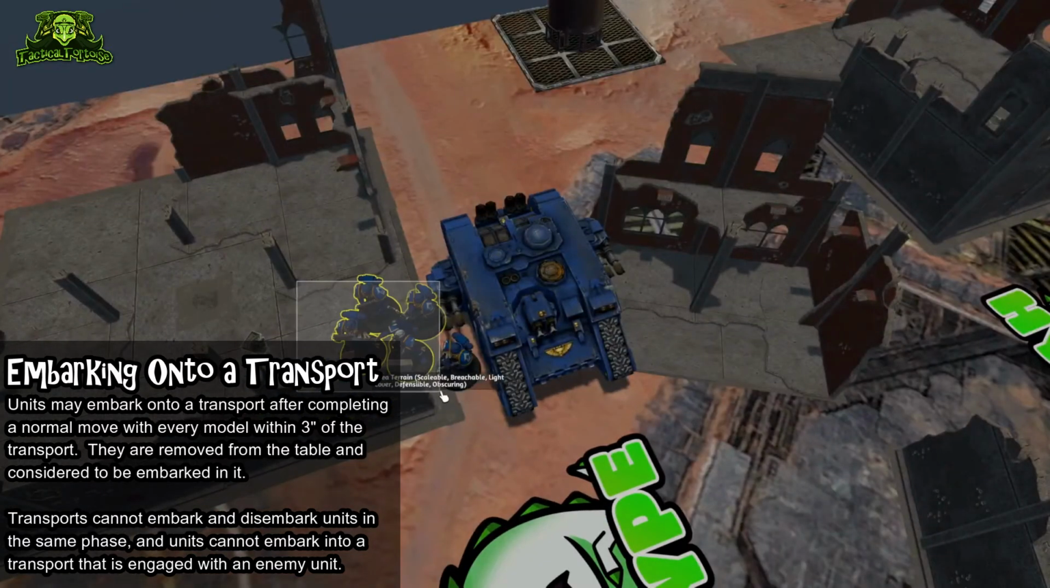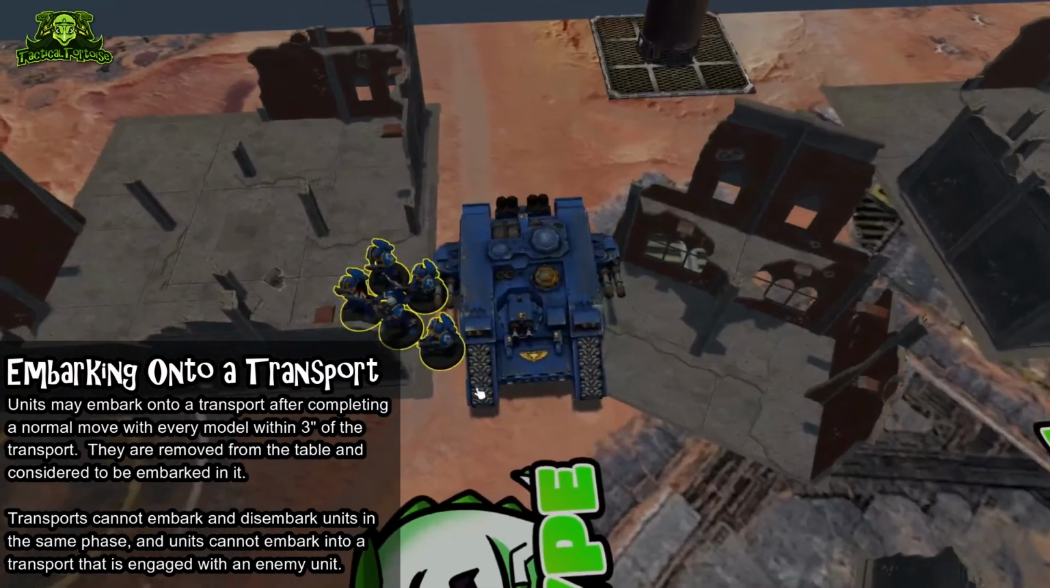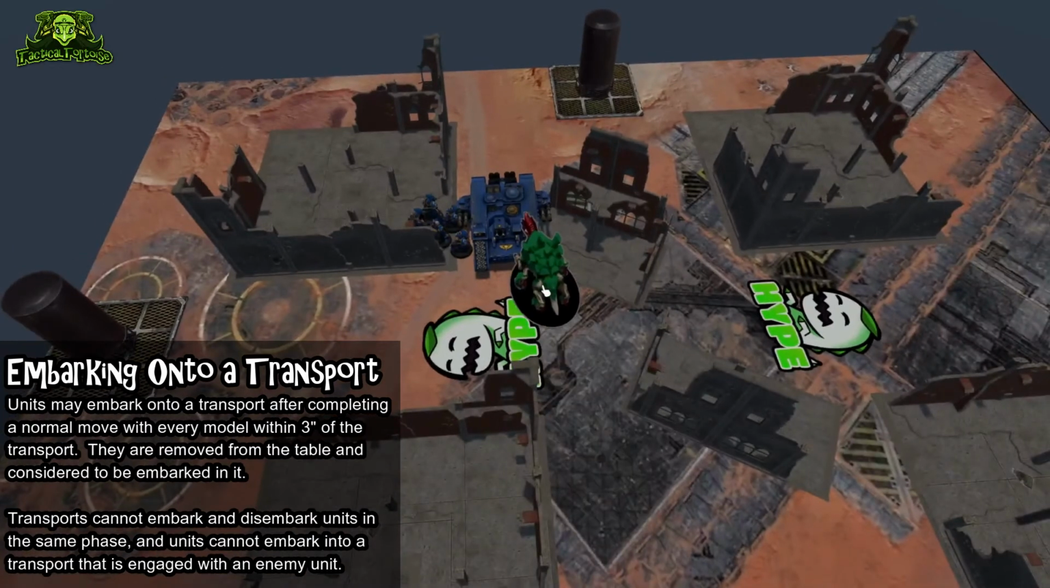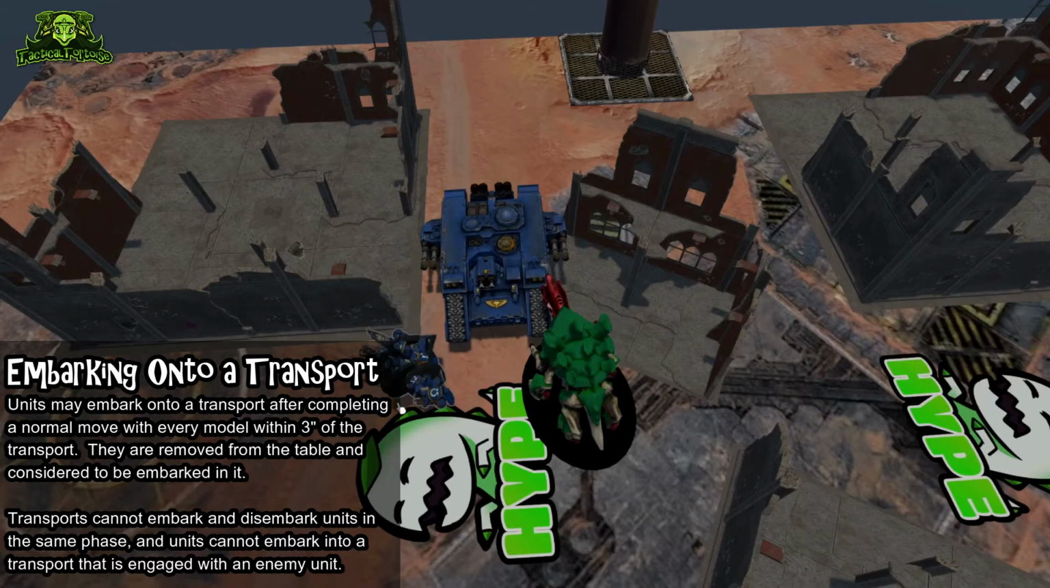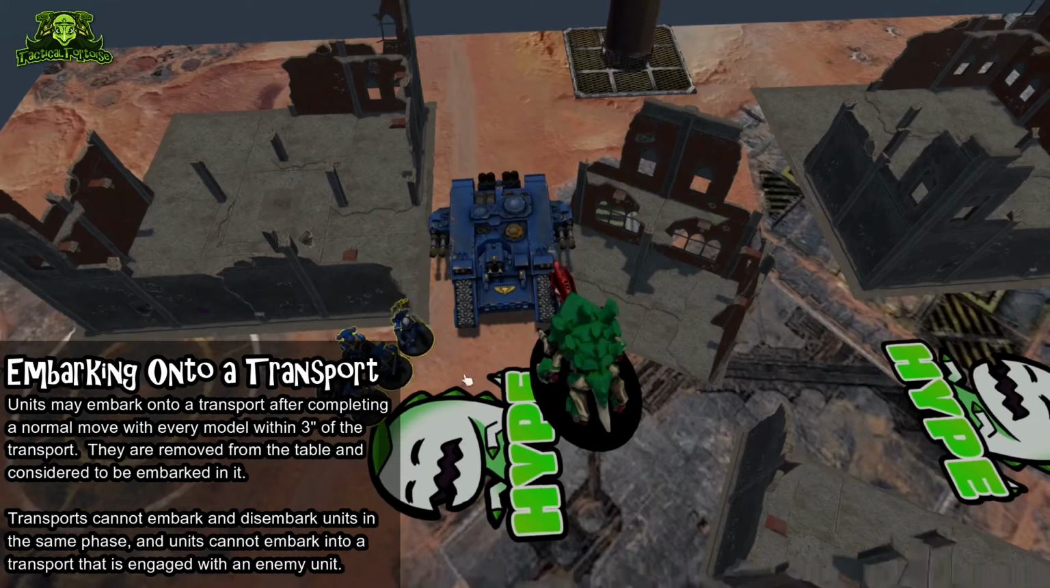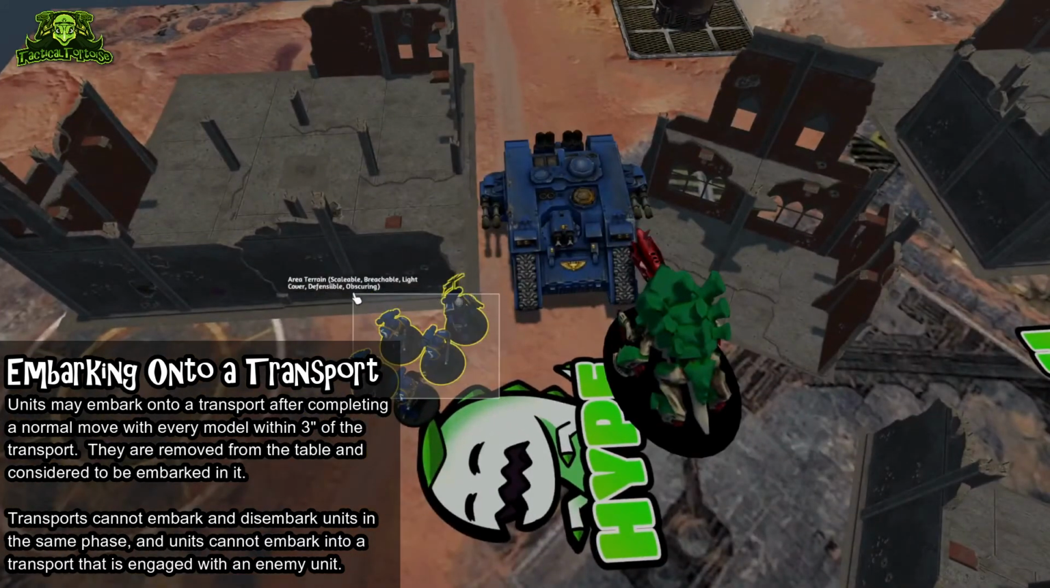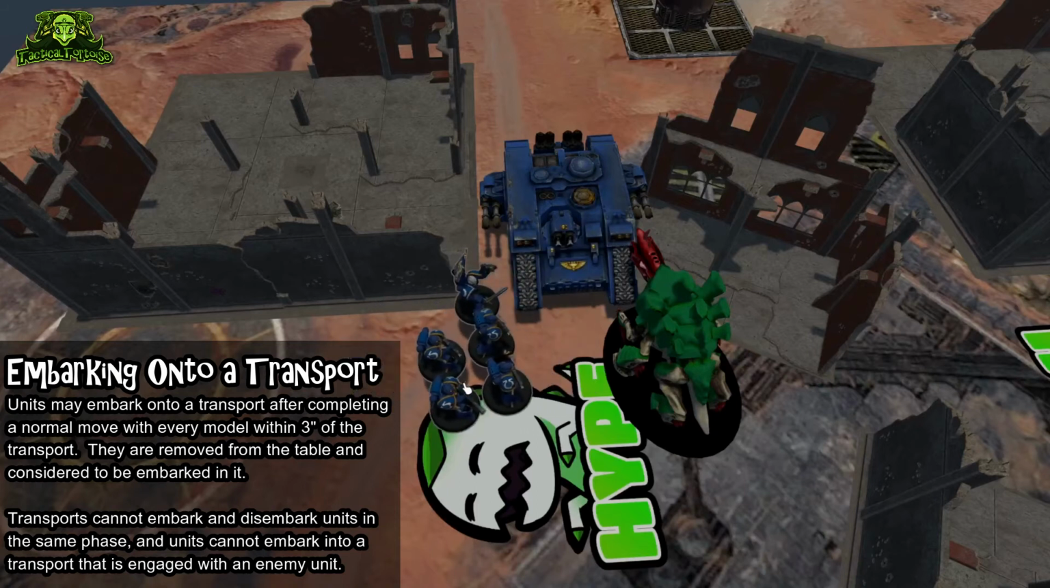Now, unlike disembarking, which you can do from a transport that's engaged by an enemy, you cannot embark on a transport that's engaged by an enemy. So while these Marines could bail out if they don't want to be inside a Raider being pulverized by a big Tyranid monster, they can't get back in. I guess it's a little too scary for them.